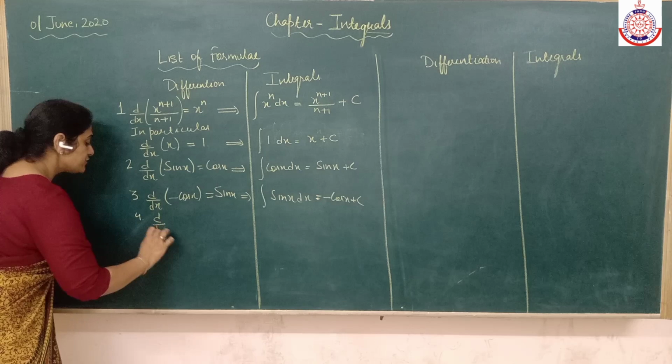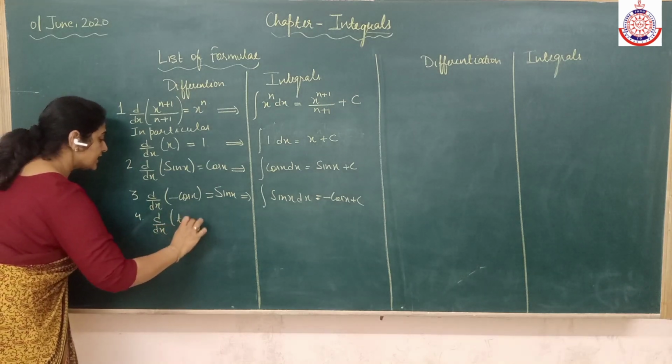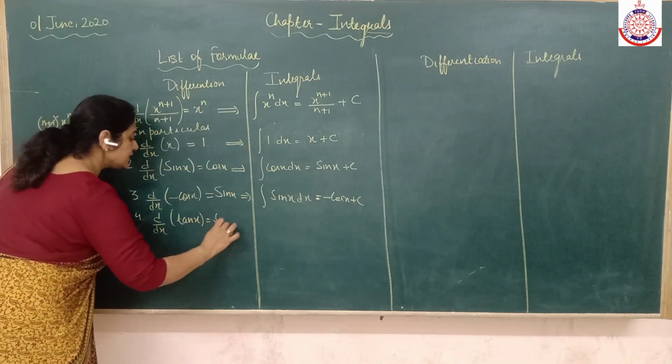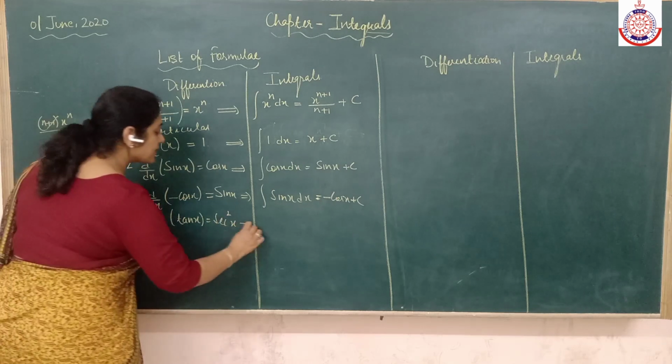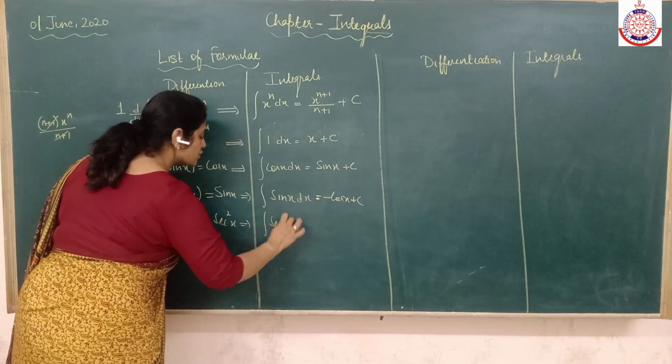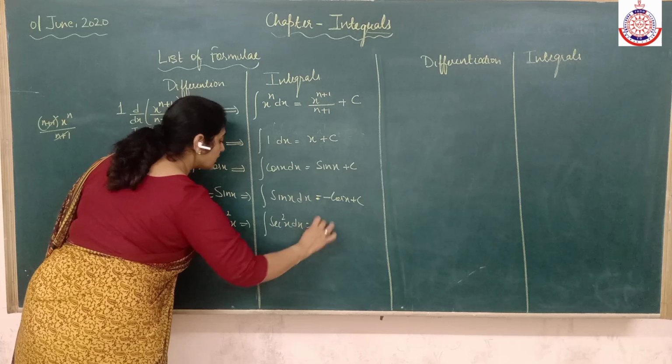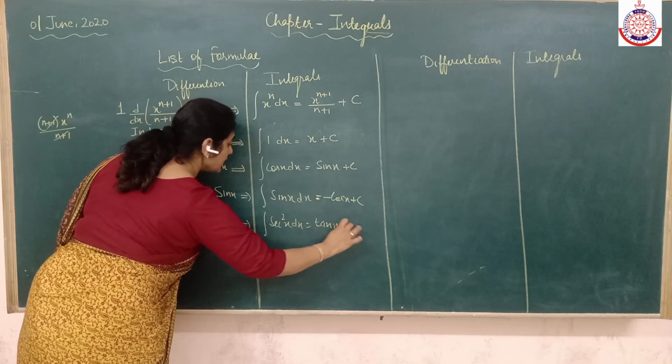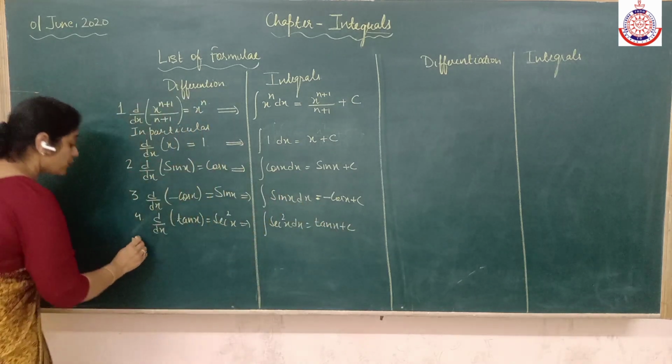Then fourth, differentiation of tan x is secant square x, that means integration of secant square x is going to be tan x plus c. All of you have to remember these formulas by heart.